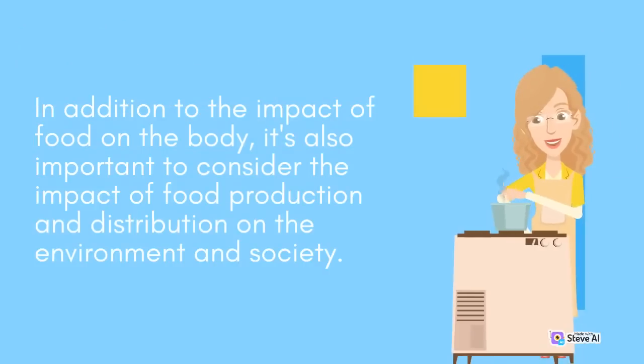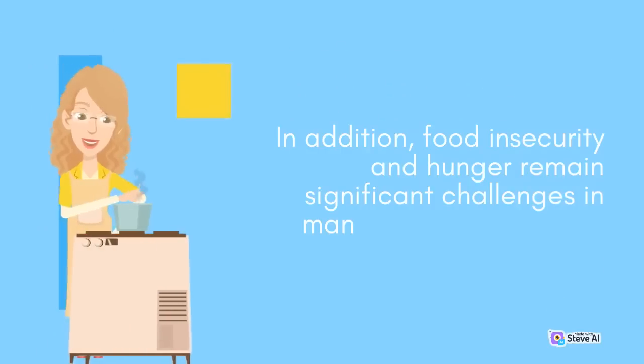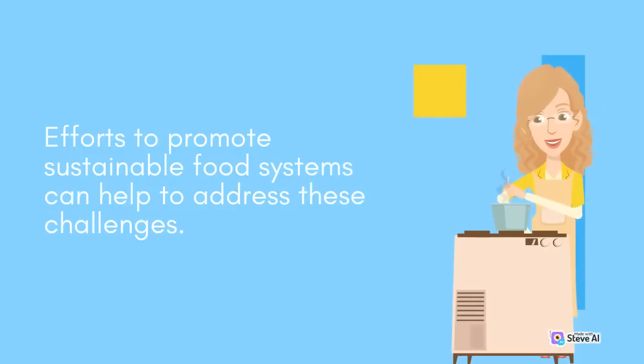In addition to the impact of food on the body, it's also important to consider the impact of food production and distribution on the environment and society. The food system, including agriculture, transportation, and processing, contributes to greenhouse gas emissions and other environmental problems. In addition, food insecurity and hunger remain significant challenges in many parts of the world. Efforts to promote sustainable food systems can help to address these challenges.